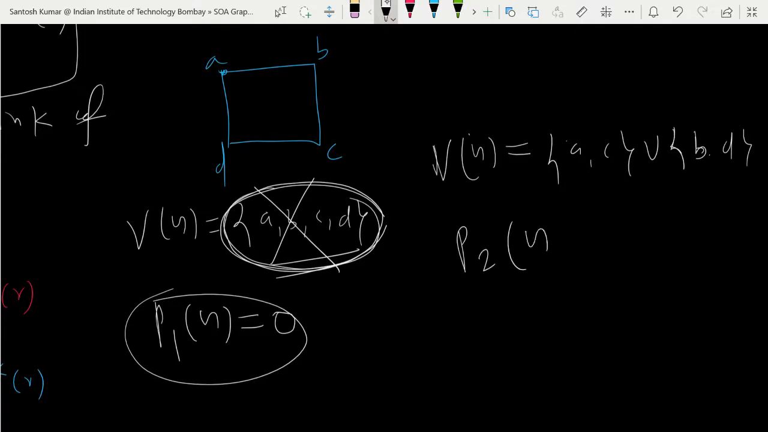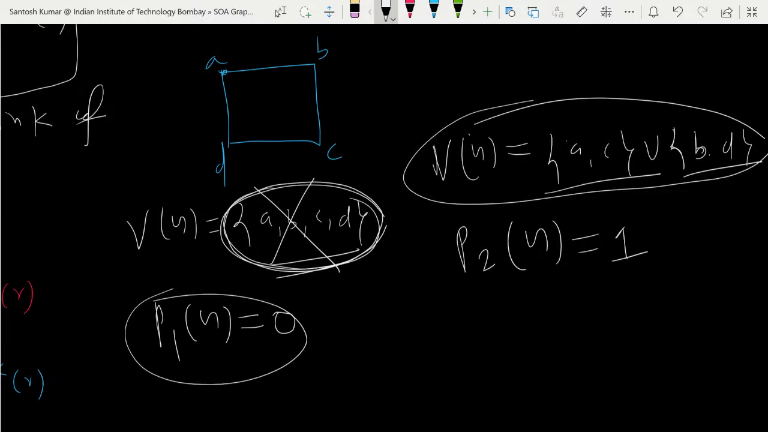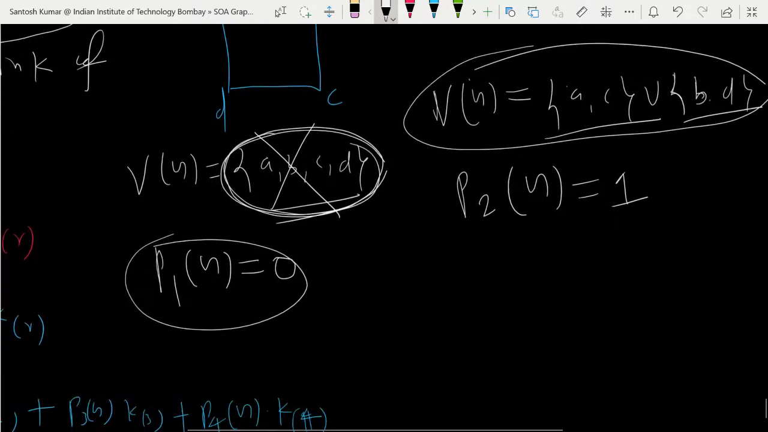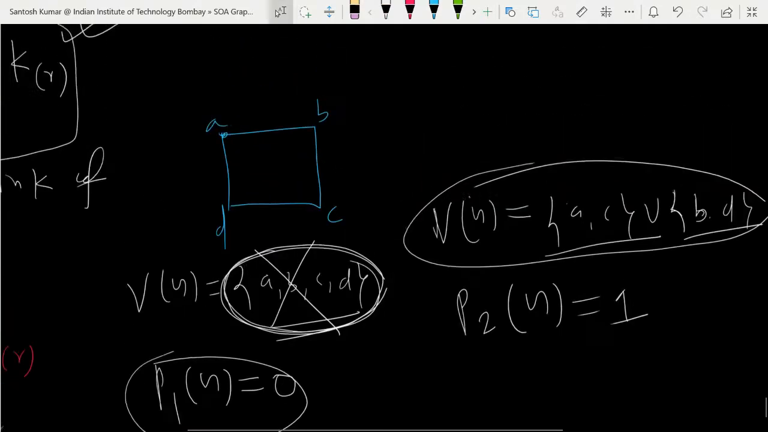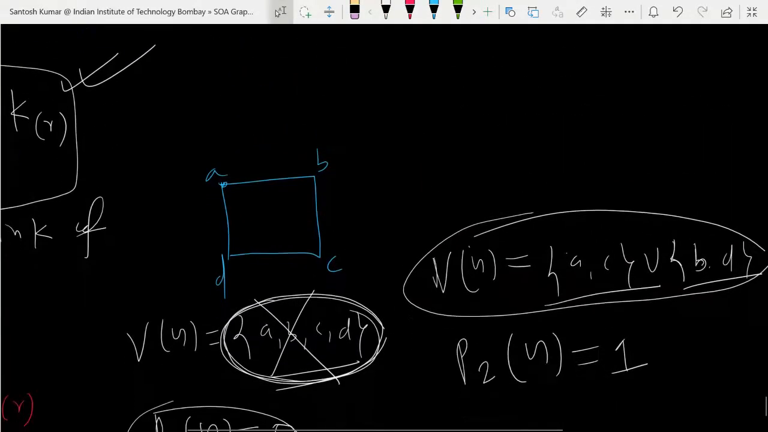So P2G is 1. It means the number of partitions of the vertex set into two classes, or two independent sets. So there is one such partition. This is the one partition actually. Okay, so P2G you get 1. Now I'm interested in P3G. So P3G means we have to partition the vertex set into three independent sets.